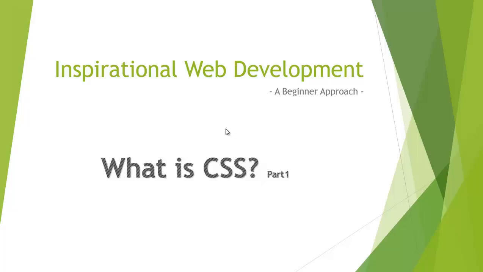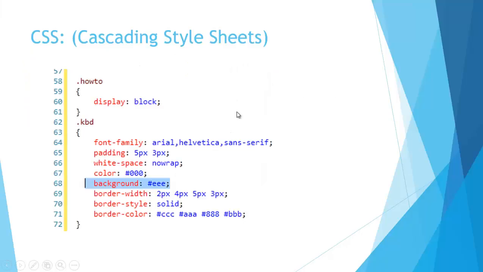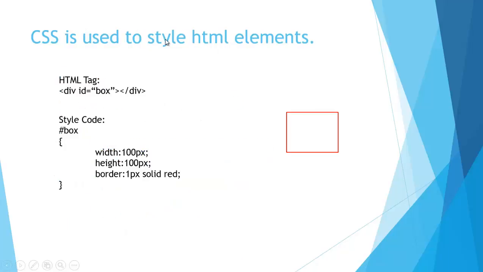What is CSS? Part 1. CSS stands for Cascading Style Sheets, and it looks something like this: .howto, brackets, display: block. CSS is used to style HTML elements.